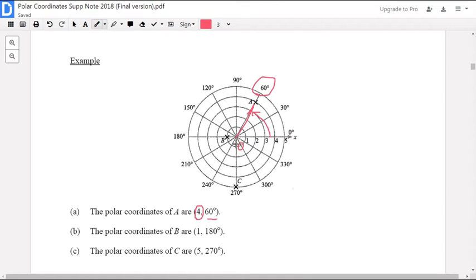Similarly, for B, the polar coordinates should be 180 degrees, measured from the polar axis. For the point C here, we measure the distance from O to this point, which is 5. And the angle measured from the polar axis to this point is 270 degrees. So the polar coordinates of C are (5, 270 degrees).